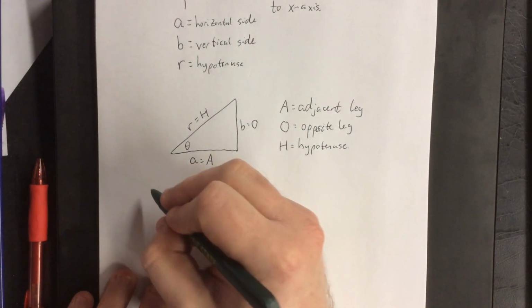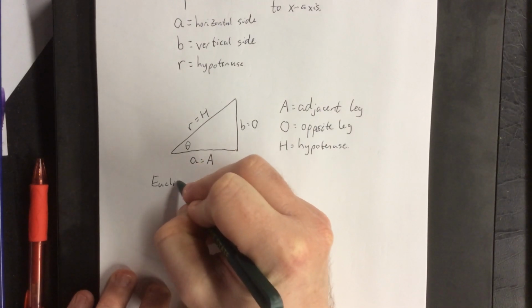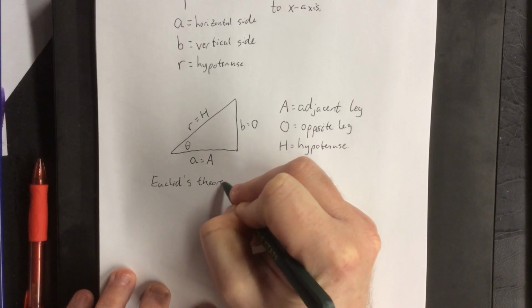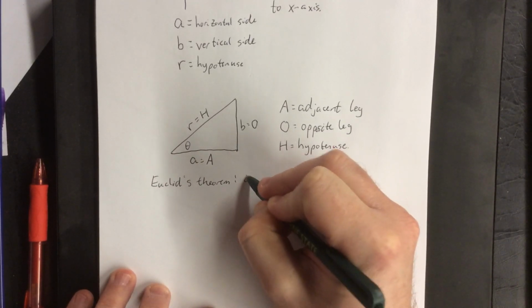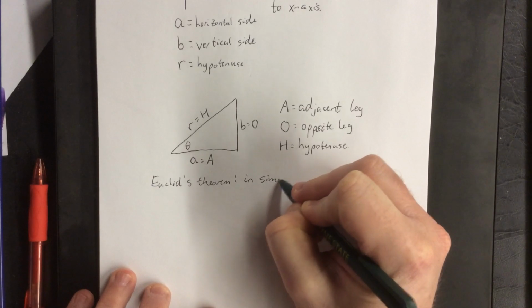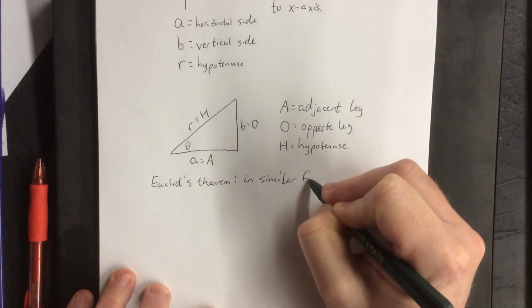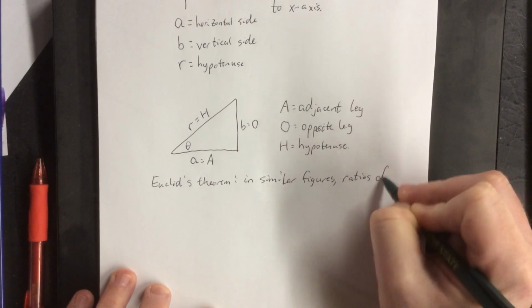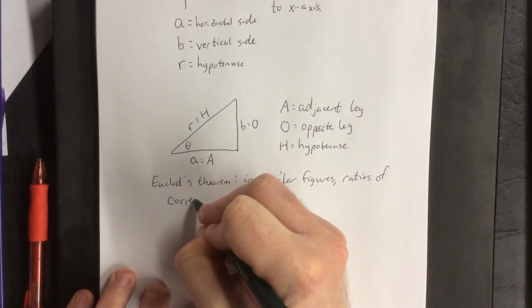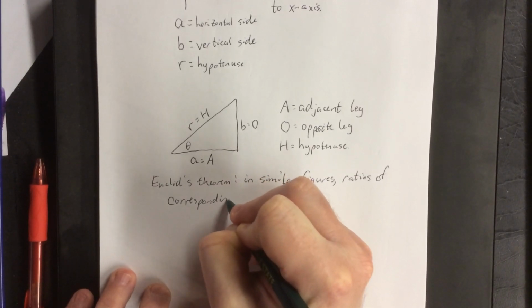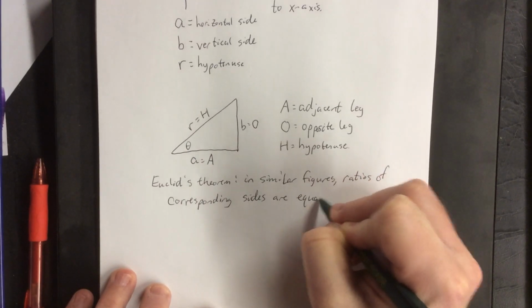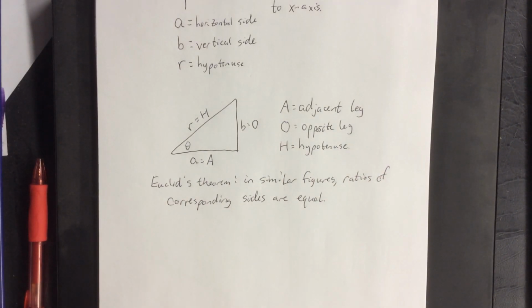In a theorem from Euclid, the father of Euclidean geometry, Euclid's theorem states that when you have similar figures, ratios of corresponding sides are equal. So in similar figures, ratios of corresponding sides are equal.